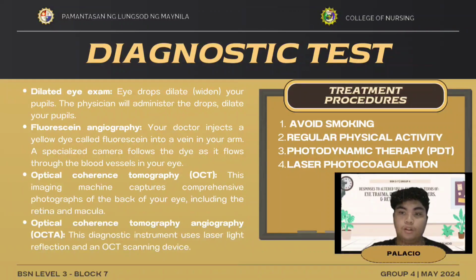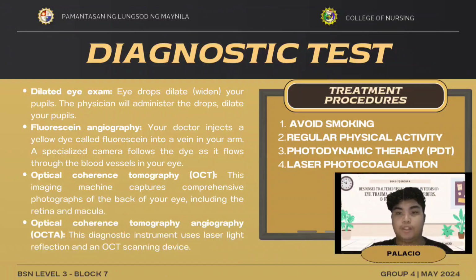Ito po, this will inject a yellow dye called fluorescein into the vein in your arm. A specialized camera follows the dye as it flows through the blood vessels in your eye. The photographs can reveal the leaks beneath the macula. Next po is yung optical coherence tomography or OCT.